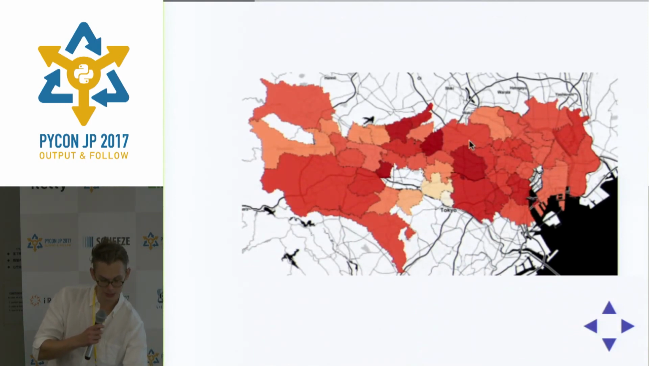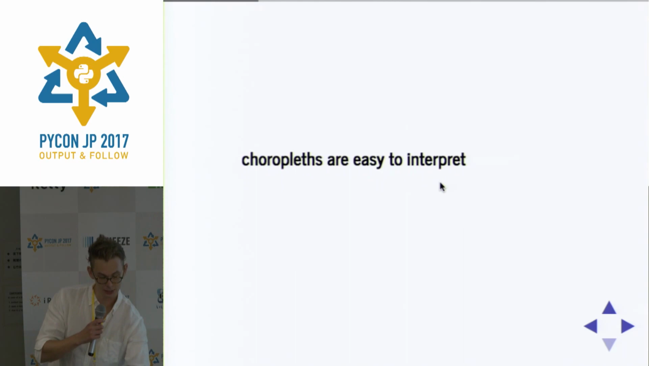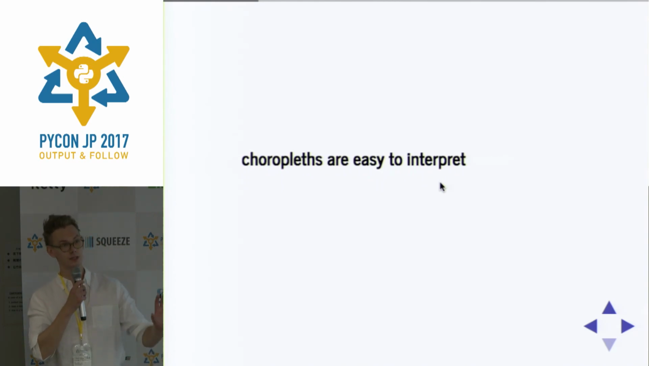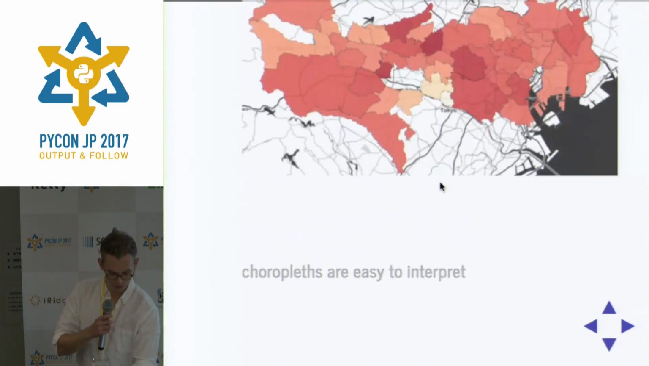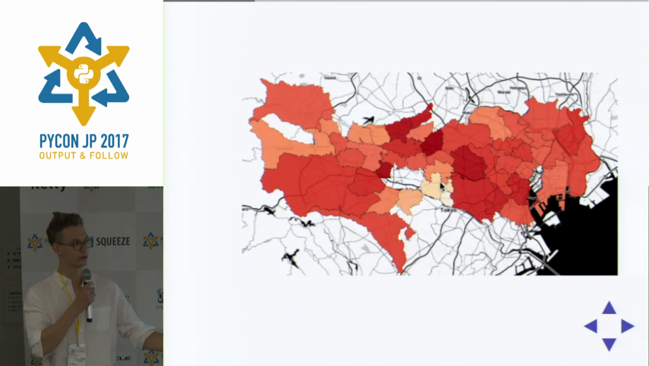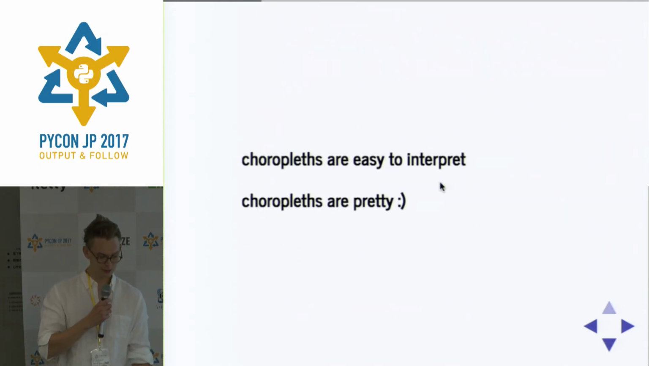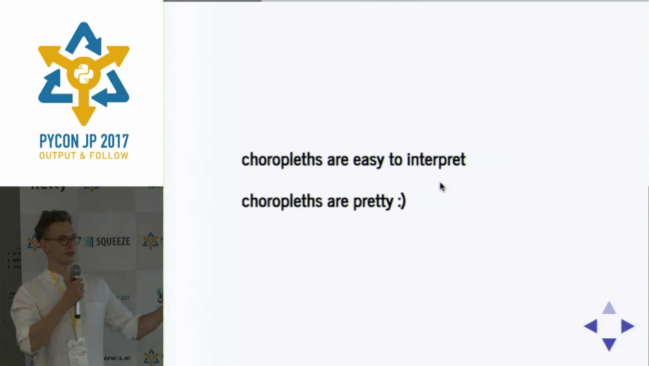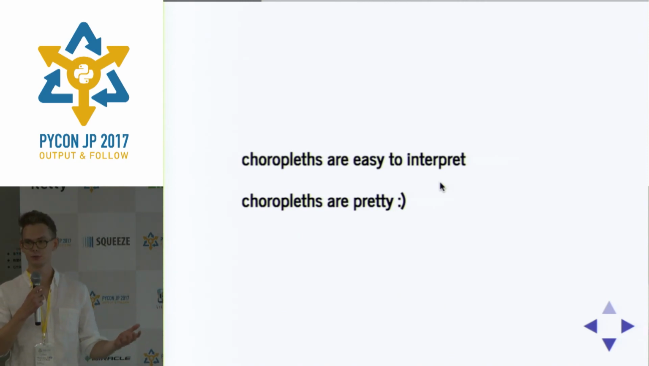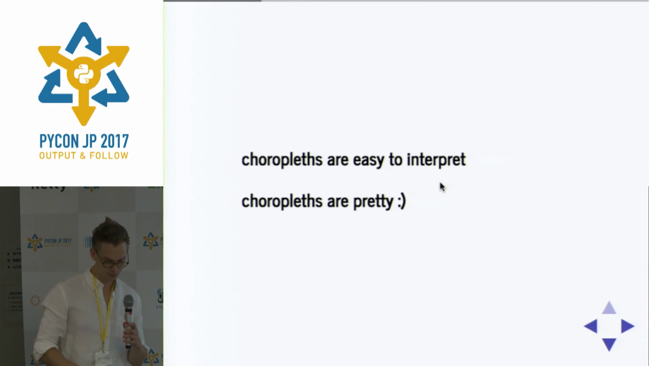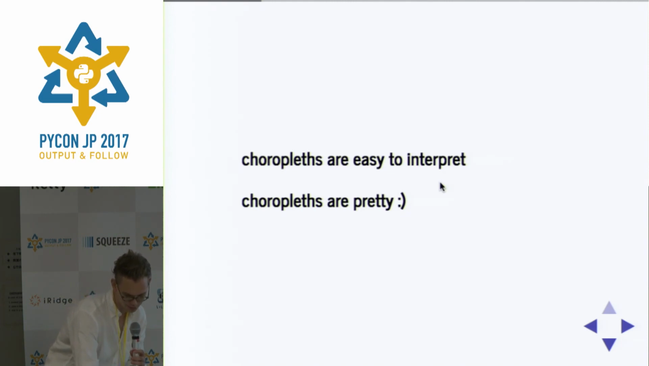Here, red means high scores, and yellowish means low scores. So I like choropleths a lot because they're very easy to interpret. If you just look at this, you get a very quick overview of where the good restaurants are and where the bad ones are. And they're also quite pretty, I think. So this is really the two main things you want to do when you do data visualization. Easy interpretability, and it has to look cool. Otherwise, you get no investment.